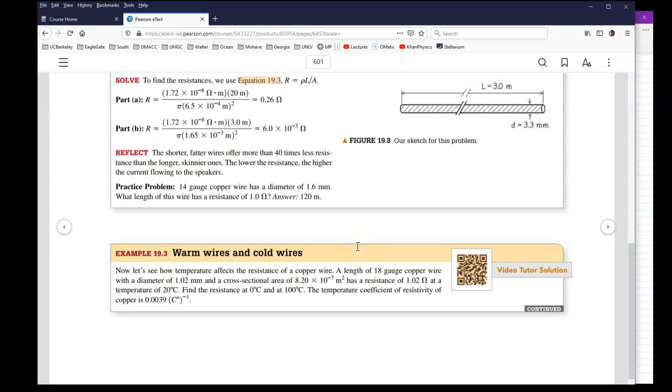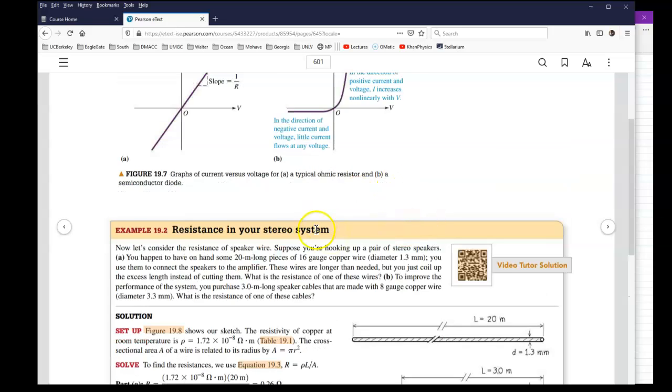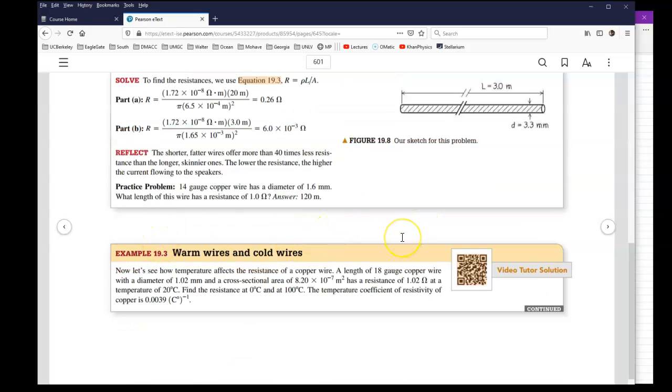I think I'll let you work on 19.3. I think I want to move on to the next topic. I do have several examples on resistivity. At least I'm going to do one or two from the homework problems.